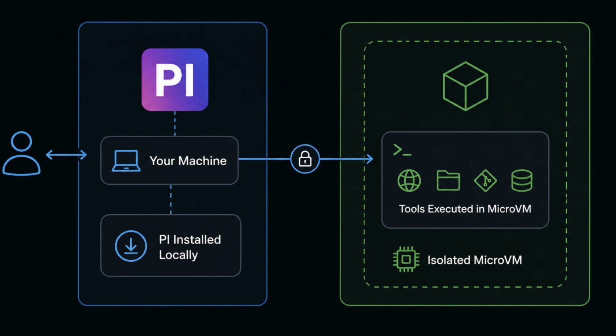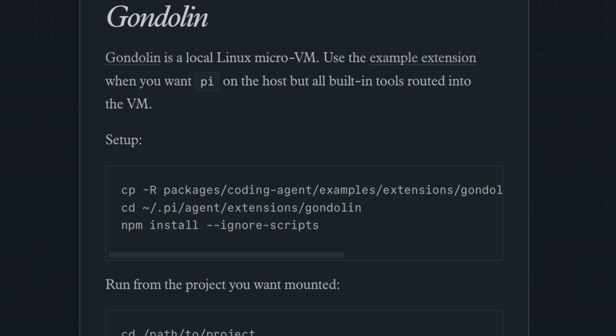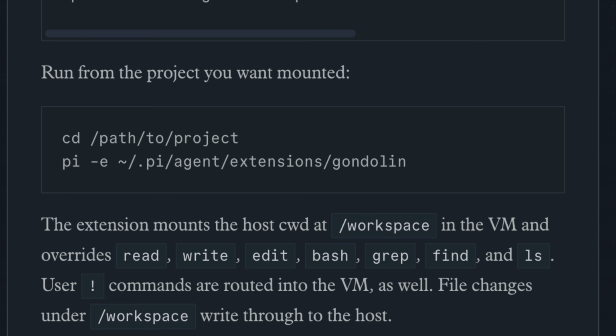Option 2 is to route Pi's tools into a sandbox. This is the first of 2 approaches Pi's own docs recommend for stronger isolation. Pi runs on your machine, but its built-in tools get routed into a local micro VM. The example extension they offer is Gondolin, which spins up a lightweight VM, mounts your project inside of it, and runs every file and shell operation in the VM instead of on your host. So Pi and your credentials stay put, and the actual work happens behind a wall.